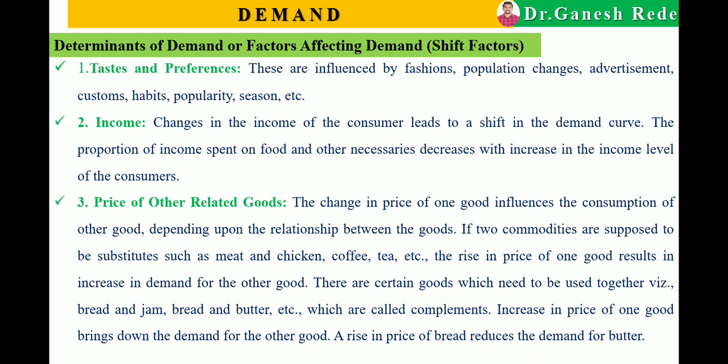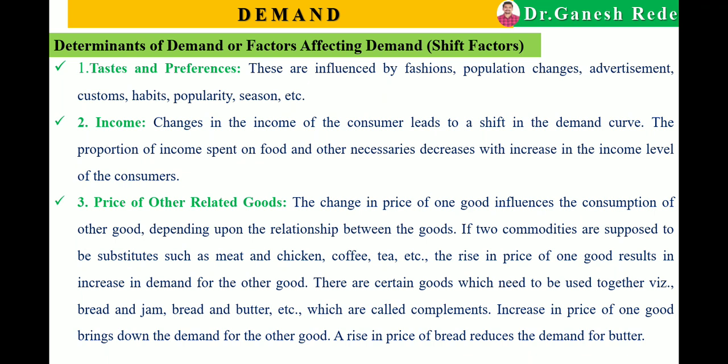It also affects the change in quantity demanded of a particular good. It is also affected by the price of other related goods. As we have seen in the shift in demand curve, it is because of prices of other related goods also, or it is because of other factors also. So the change in price of one good influences the consumption of other good.